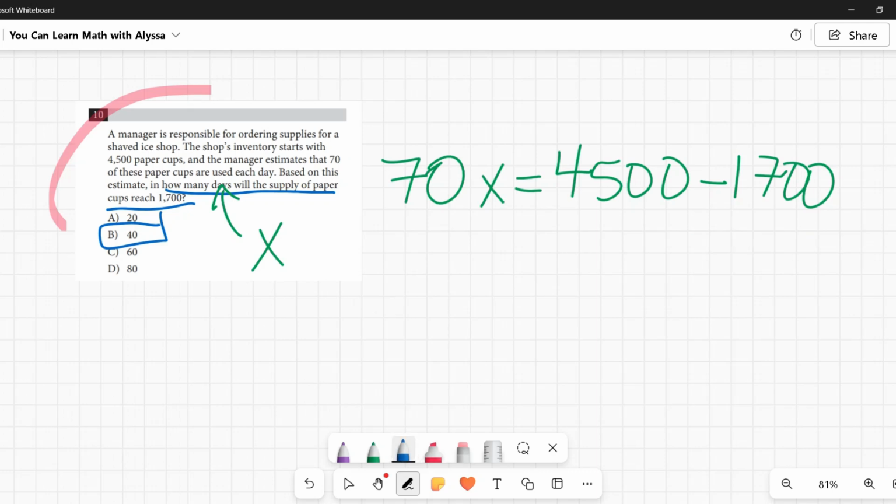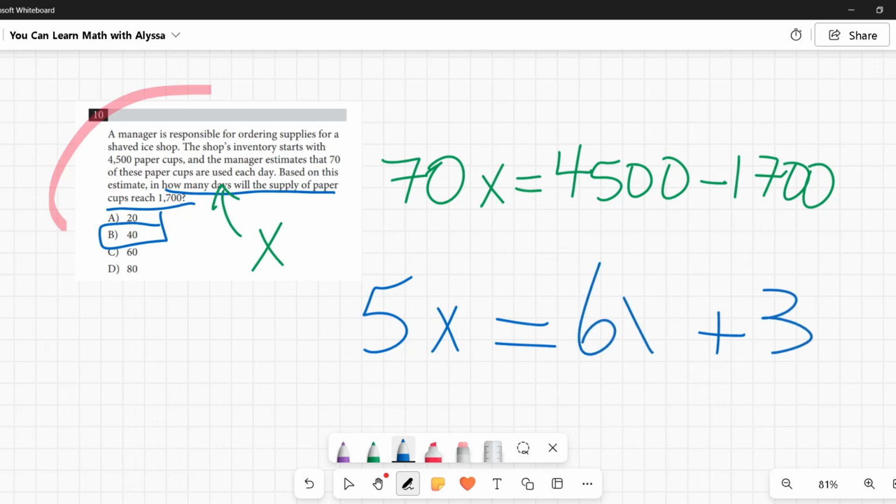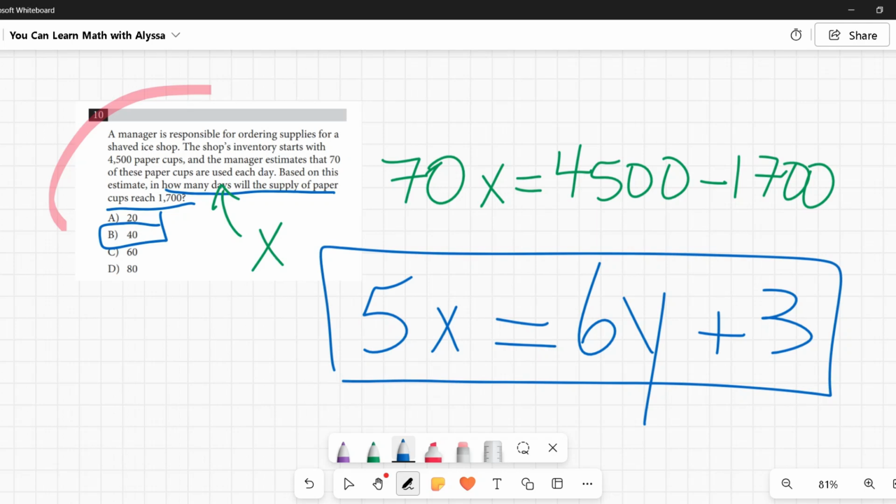The ones that I would recommend using an equation for is where you say, this is that. And what I mean by that is if you hear something like 5 times a number is 3 more than 6 times another number. That kind of phrasing, they are laying it out for you. They are telling you the equation that they want you to do. Something like this, it's not doing that.